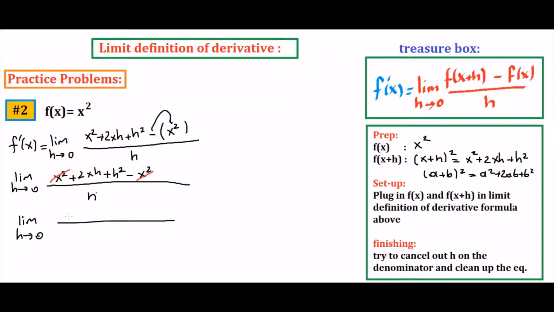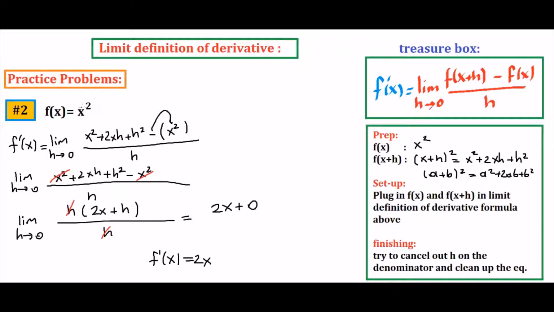So if we factor out h on top, we're left with 2x on the first term and h on the second term here. Now we can cancel h with h on the numerator. Now we can directly plug in 0 because we have no restriction anymore. So 2 times x plus 0 is the derivative.